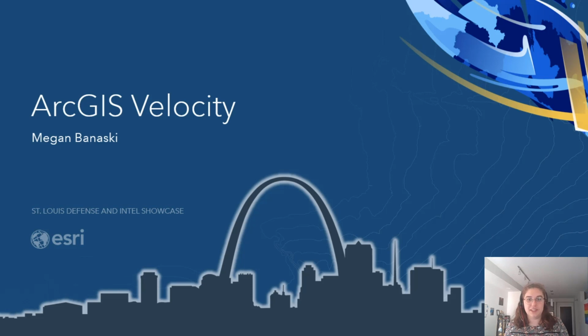Today, I'll be introducing ArcGIS Velocity, an ArcGIS Online software as a service, or SaaS, solution that is hosted and maintained by Esri. All you need is a web browser to ingest your feeds of data coming in at high speeds or volumes.